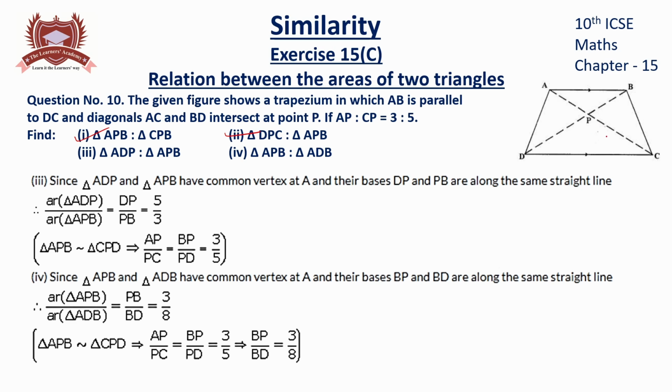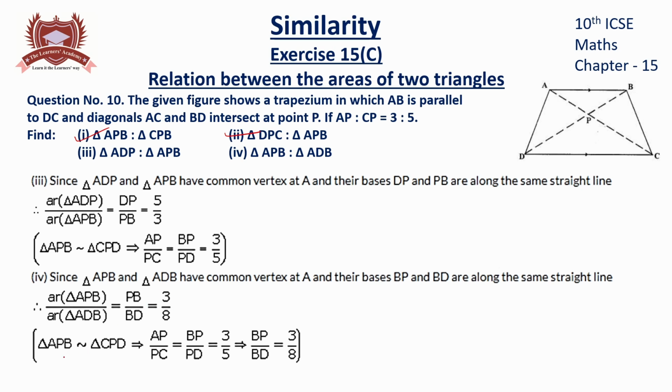Now the next thing we have is, since triangle APB and triangle ADB have common vertex A and their bases BP and BD are along the same straight line, we can have their areas triangle APB upon triangle ADB is equal to PB upon BD, so that is 3/8, which would give me triangle APB. Now ये 3/8 कैसे आ गया?